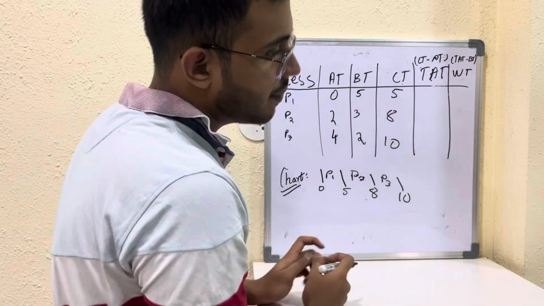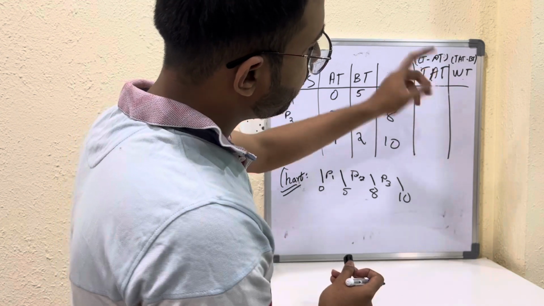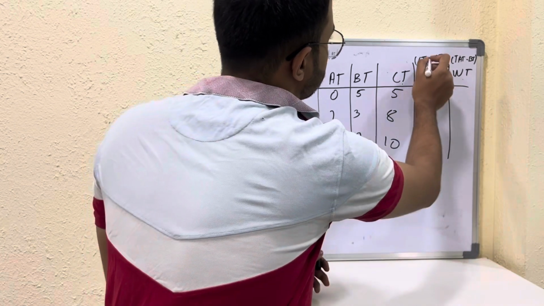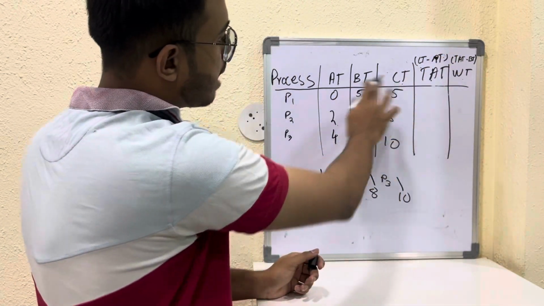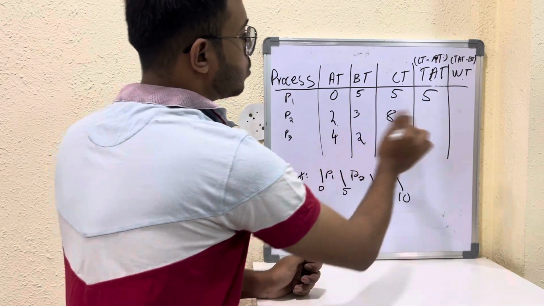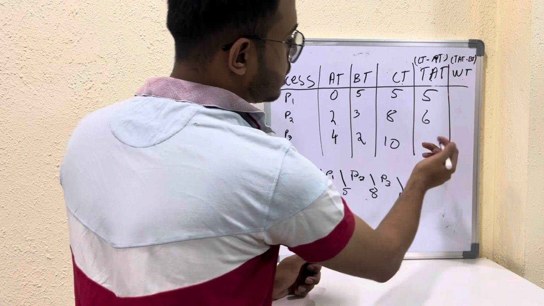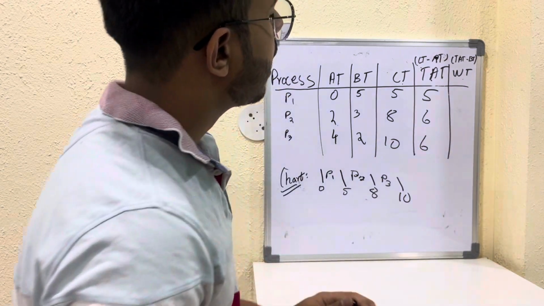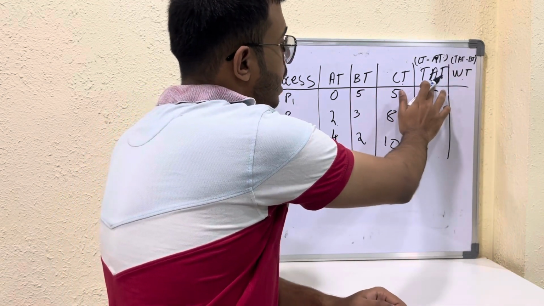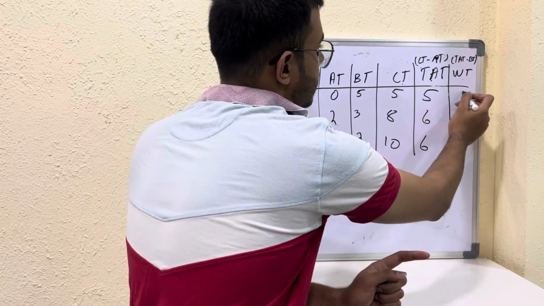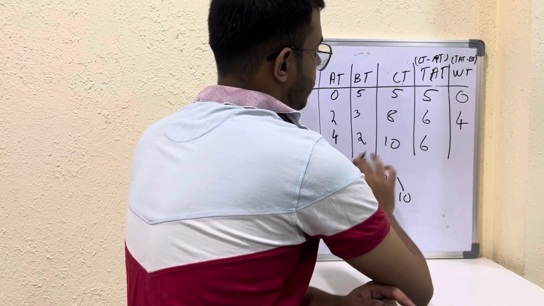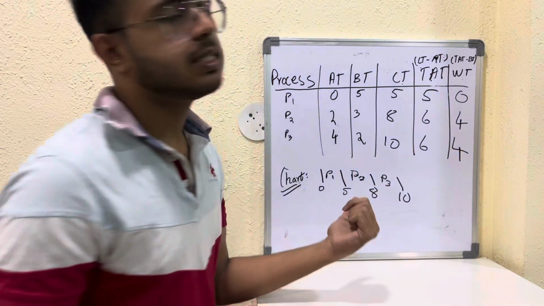Now we have to calculate turnaround time. Turnaround time is completion time minus arrival time. So 5 minus 0 is 5, 8 minus 2 is 6, and 10 minus 4 is 6. Then we calculate waiting time. Waiting time is turnaround time minus burst time, which is 5 minus 5 is 0, 6 minus 3 is 3, and 6 minus 2 is 4. That's how you calculate.